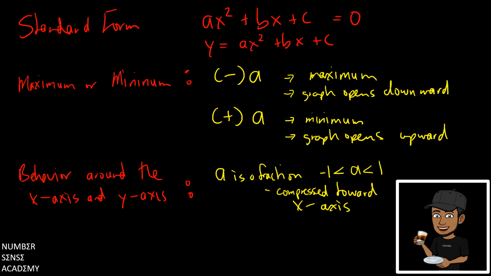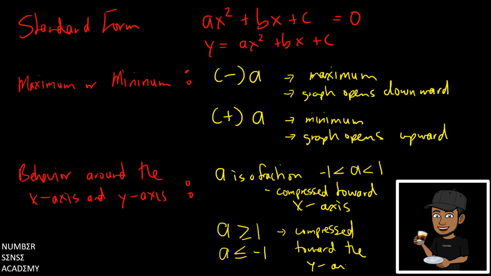If A is a number bigger than 1, so greater than or equal to 1, or less than or equal to -1, then we're going to say it's compressed toward the y-axis. All right.